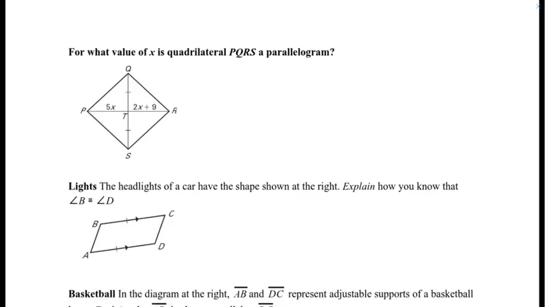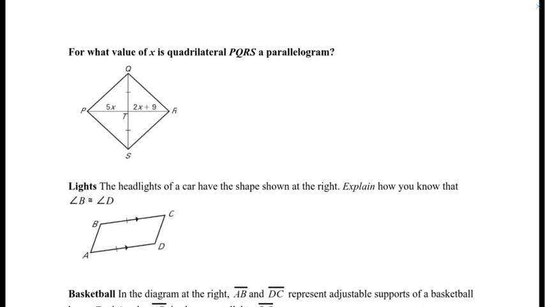So here's the first one. We want to find the value of x to where quadrilateral PQRS is a parallelogram. So when we look at our diagram, we see expressions here representing the length of PT and TR. If we look at segment QS, we can see that basically T is our midpoint. It's bisected, so QT is congruent to TS.